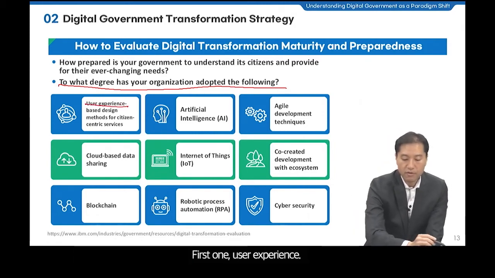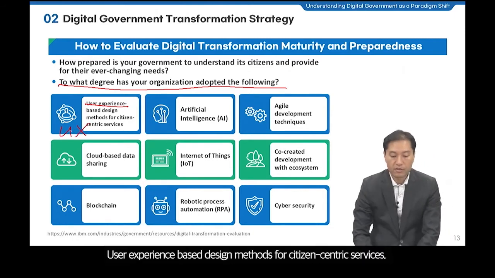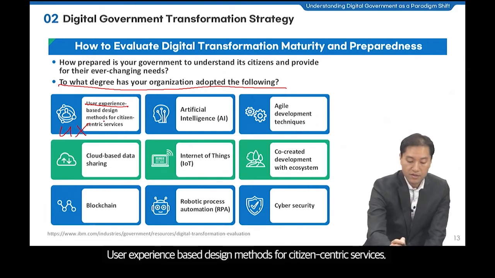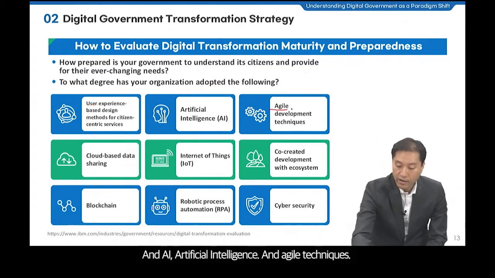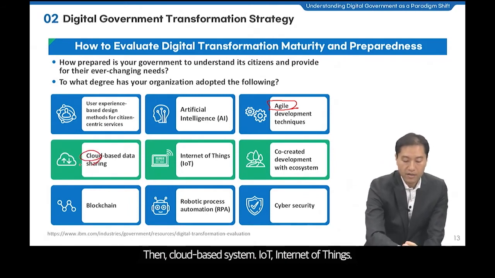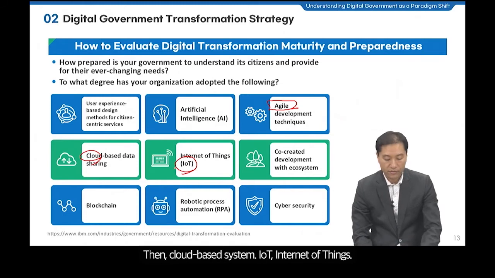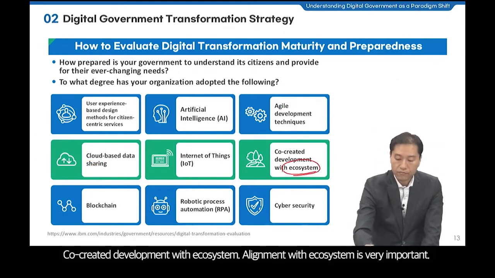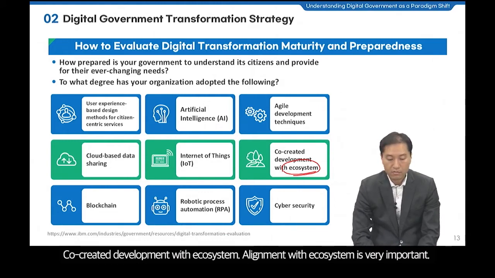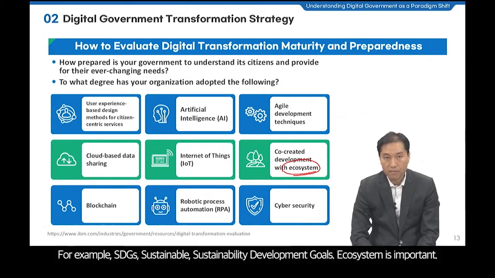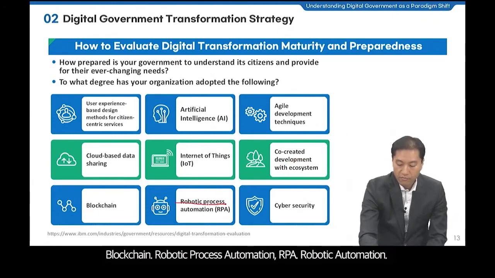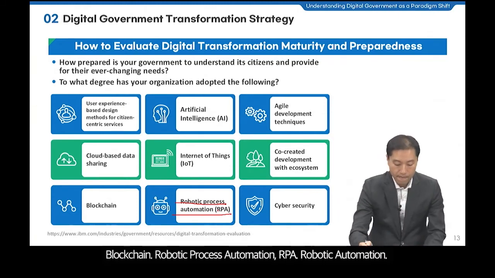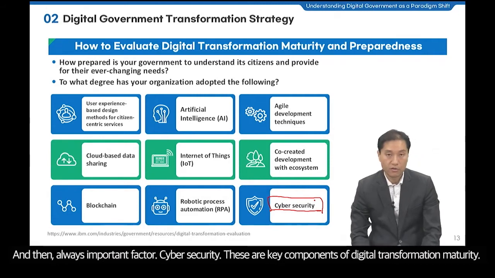First one, user experience. User experience-based design methods for citizen-centric services, and AI, artificial intelligence, and agile techniques. Then cloud-based system, IoT, Internet of Things, co-created development with ecosystem. Alignment with ecosystem is very important. For example, SDG, Sustainable Development Goals. Ecosystem is very important. Blockchain, robotic process automation, RPA. And then, always an important factor, cybersecurity. These are key components of digital transformation maturity.